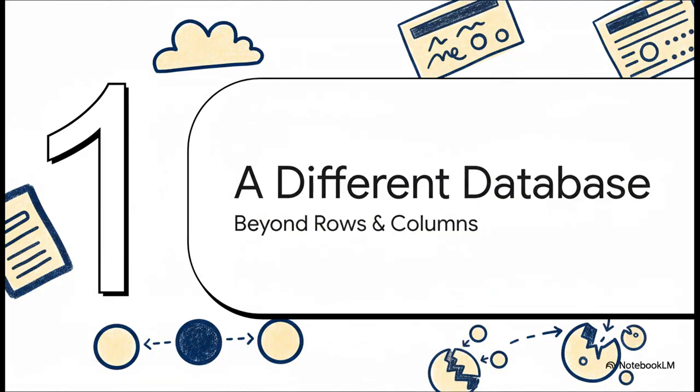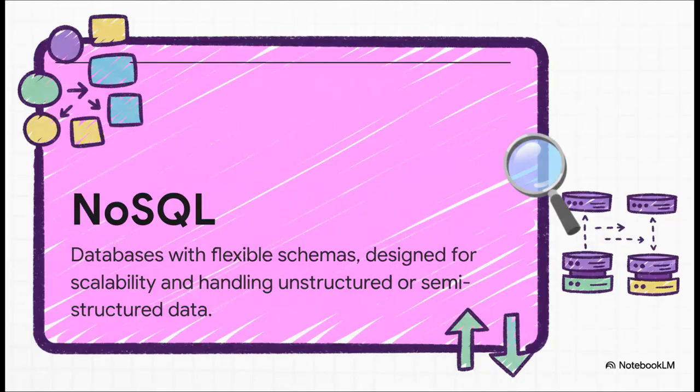To really get what MongoDB is all about, we have to start with what makes it so different from the databases that came before it. So MongoDB belongs to this big category of databases called NoSQL. And you might think that means no to SQL, but it's actually more like not only SQL. It's this whole idea that, hey, maybe that super rigid table structure isn't the one-size-fits-all solution for every single problem out there. Especially not when you're dealing with the messy, complex, constantly changing data you get from modern apps.